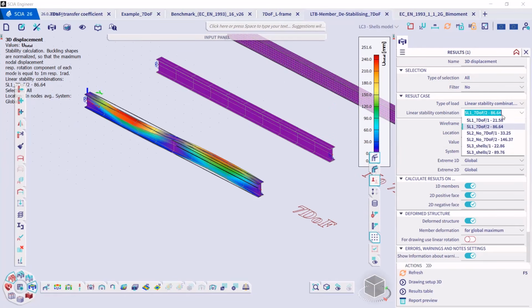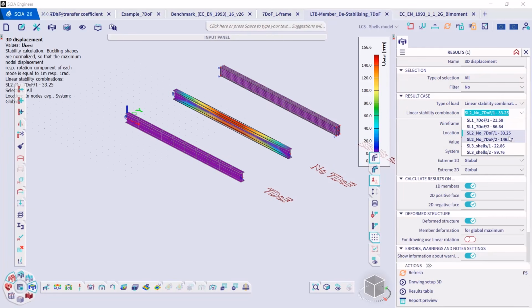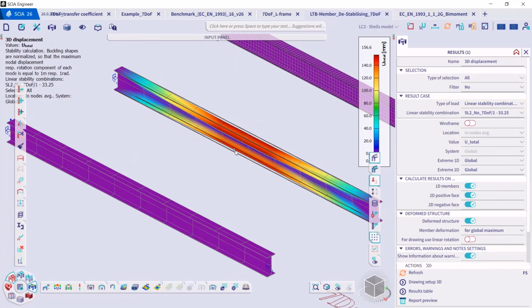And now on the beam without 7th degree of freedom, you see that the first alpha critical is 33.25, much bigger than the case where we have 7th degree of freedom. And we can notice also that the deflection has a different shape. It's not clearly a LTB of the top flange, it's more of a torsion of the beam.